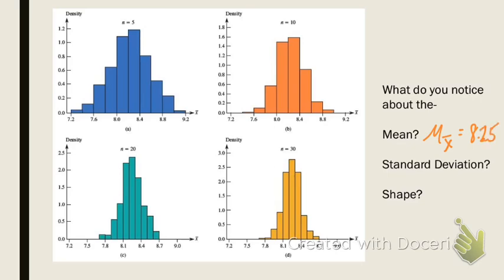What's happening to the standard deviation as your sample size increases? It's decreasing. And the shape is becoming more normal. It's becoming normal.